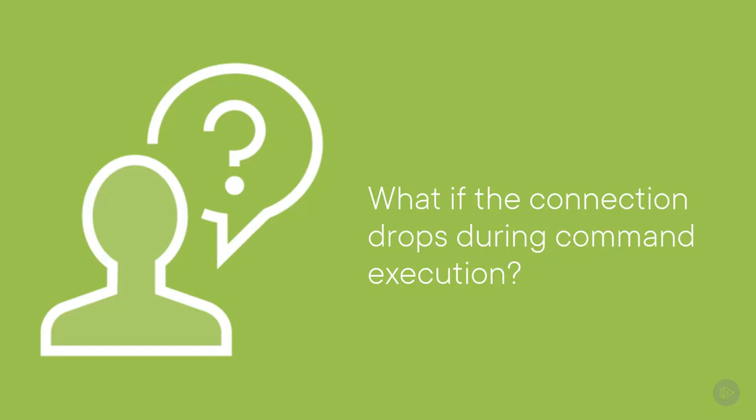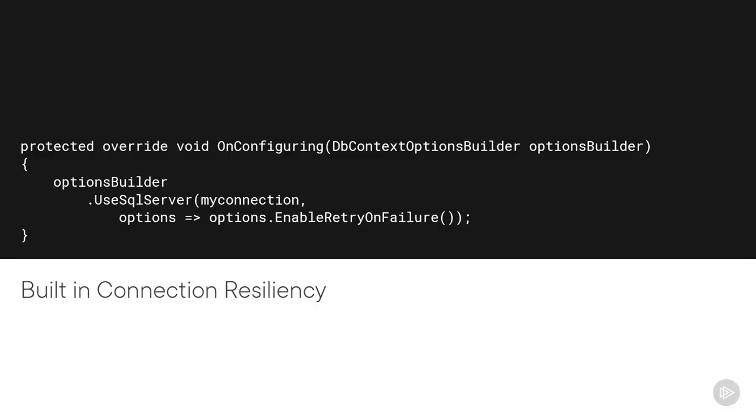The last FAQ I want to address is what happens if the connection to my database gets dropped when I'm in the middle of executing a command. EF Core has a feature called connection resiliency. It's not on by default, but you can easily configure your provider with the EnableRetryOnFailure method, just like we've done with UseSqlServer and other configuration methods.